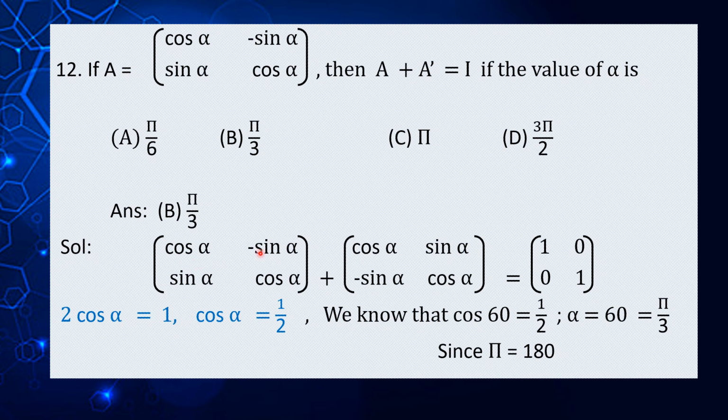Now consider 2 cos alpha is equal to 1, then cos alpha would be equal to 1 by 2. We know that cos 60 is equal to 1 by 2. Therefore, the value of alpha is equal to 60. So we can write that pi by 3 is the answer because pi is considered to be 180 degrees. 180 by 3 would give us 60. So the answer would be pi by 3.